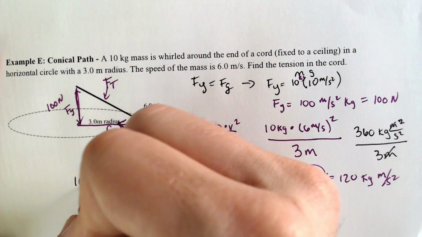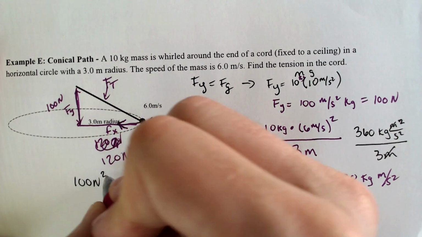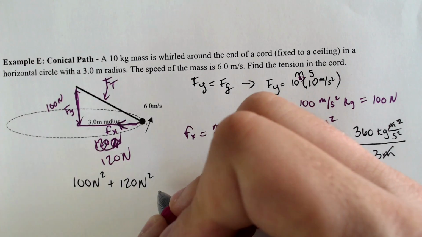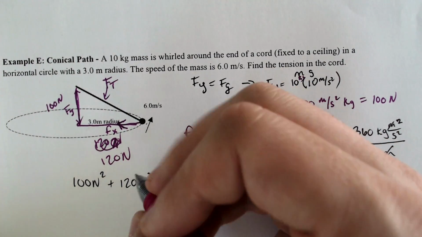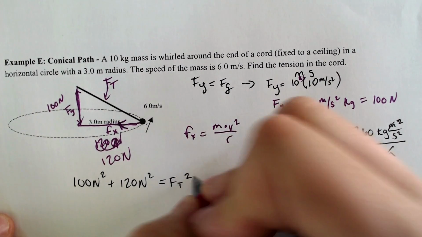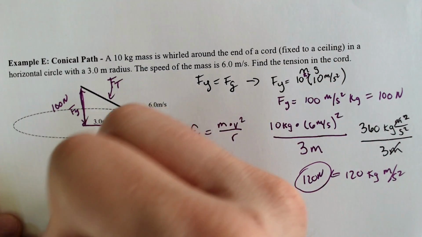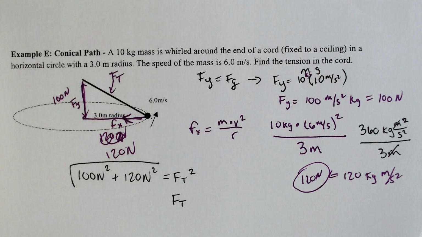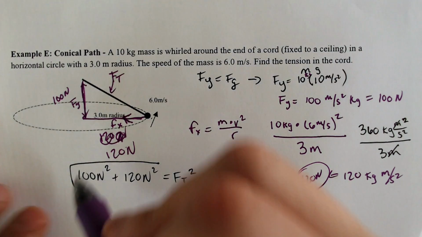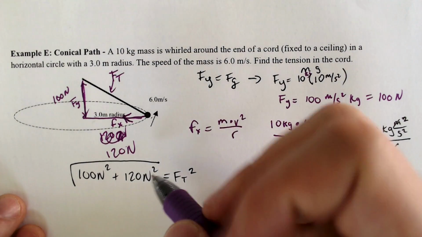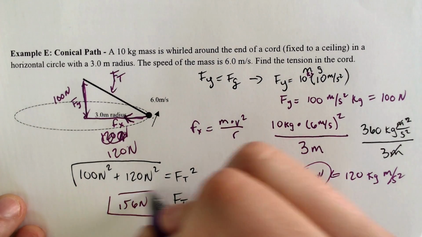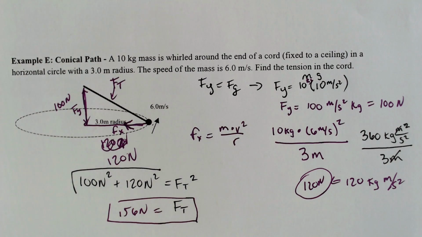So we would have 100 newtons squared plus 120 newtons squared equal c squared, which we'll call F_t squared. As long as we square root this, we would get the force of tension. If we do that math, you end up with 100 squared plus 120 squared, and when you square root it, you end up with 156 newtons as the force of tension on the cord.